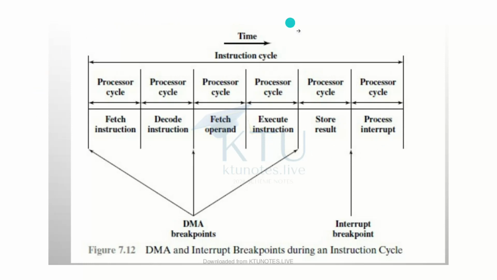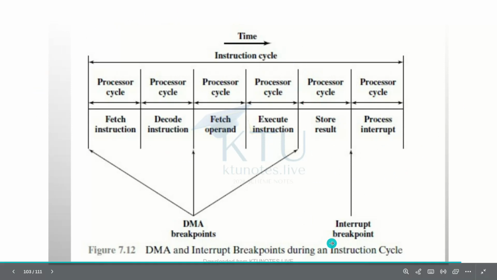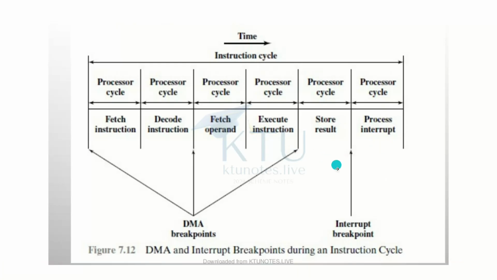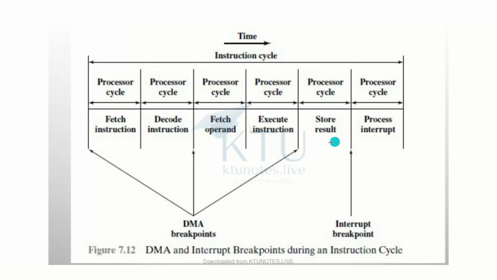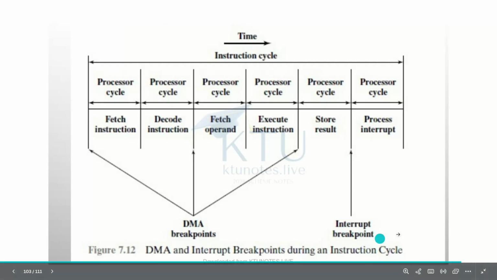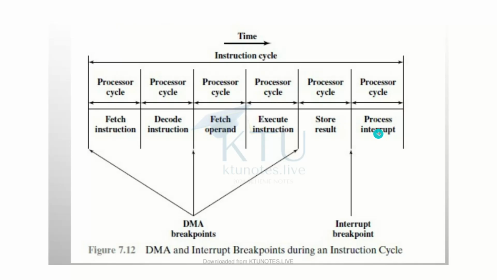After the complete instruction finishes, the interrupt would come and then it will process the interrupt. So the interrupt breakpoint, that is here the DMA breakpoint, means the DMA is asking for that one cycle to transfer. Then the last interrupt breakpoint would come only after the result and all is stored. After the final result and all is stored, then the interrupt breakpoint would come. Then only the CPU would go to process the interrupt.